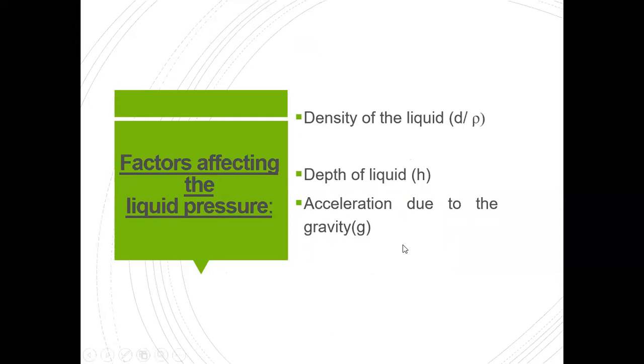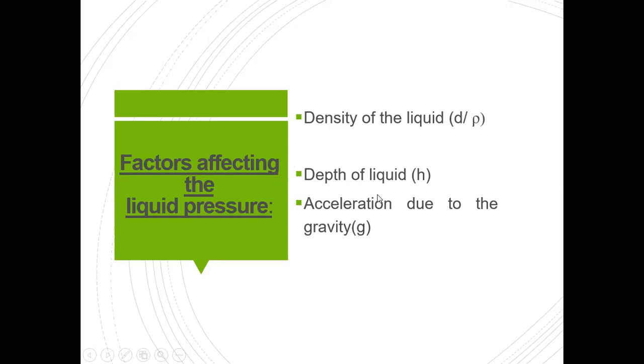That is the density of the liquid, represented by d or rho. This symbol is called rho, this symbol is d. Both of these can be used to represent density, and density is the factor that directly affects the liquid pressure, in a directly proportional relation. It means if density increases, the pressure also increases, and vice versa.